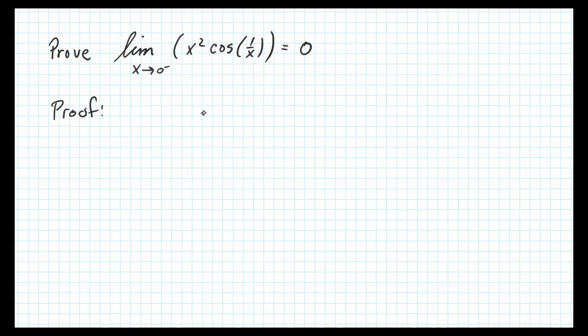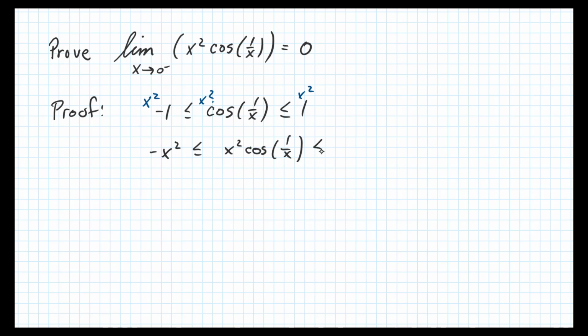two numbers here. So we're going to start with cosine 1 over x. Now, no matter what x is, cosine is always a value between 1 and -1. Okay, that's an absolute fact. Now, what I'm going to do next is multiply through by x squared. Now, x squared is always a positive number, so this inequality will always stay less than. Right? So then I have negative x squared is less than or equal to x squared cosine 1 over x, which is going to be less than or equal to x squared.